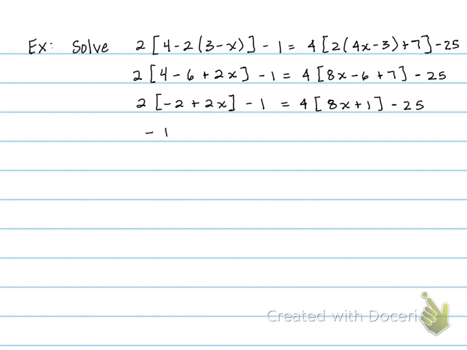So we end up with negative 4 plus 4x minus 1 equals 32x plus 4 minus 25. And now we'll combine like terms one more time, and then we'll be ready to actually solve for x. So 4x minus 5 equals 32x minus 21.